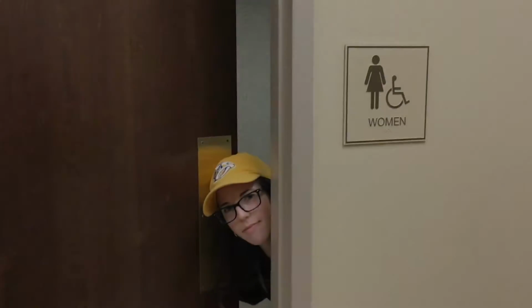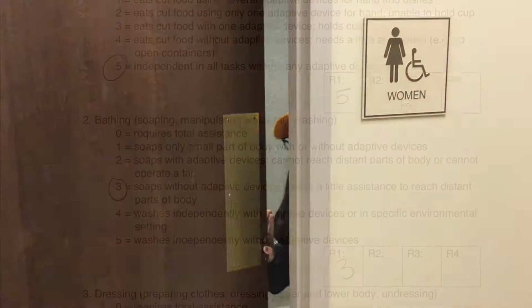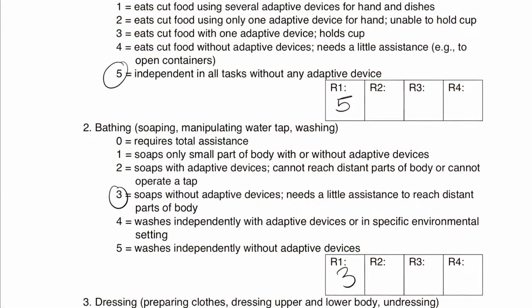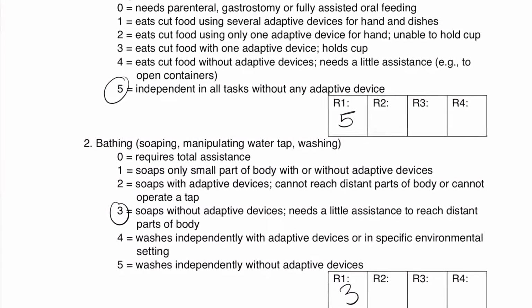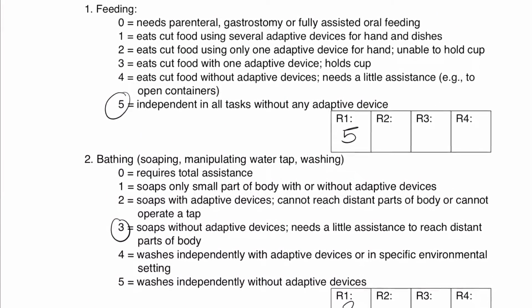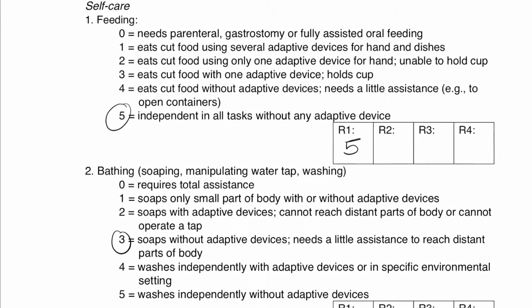And next in self-care is bathing, and so we would observe Celia and see what she's able to do in the tub, whether she's able to reach all upper and lower extremities, or whether she needs assistance. Celia was able to do most parts of bathing, but was unable to reach some of the distal extremities. So partial assistance, grading her at a 3.